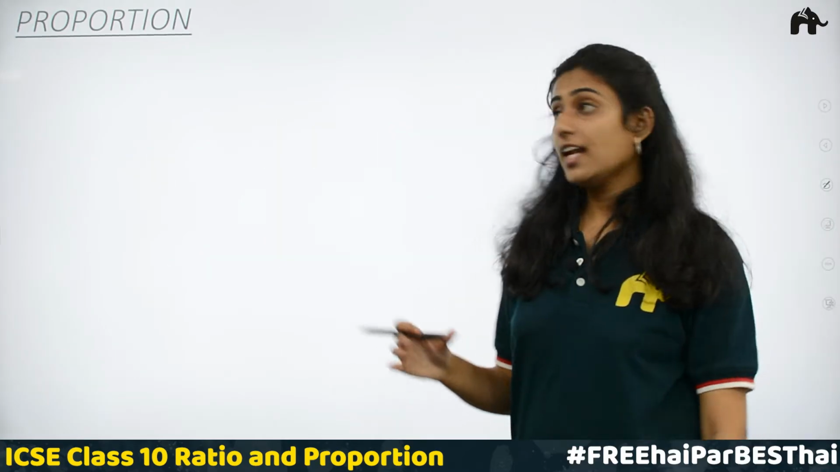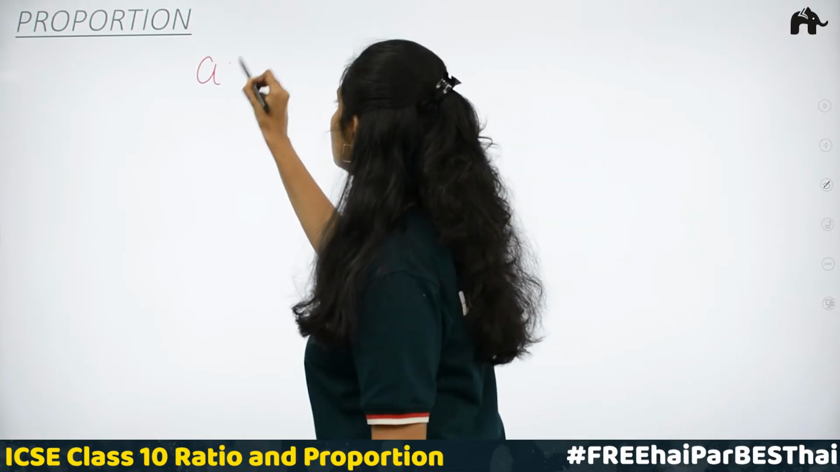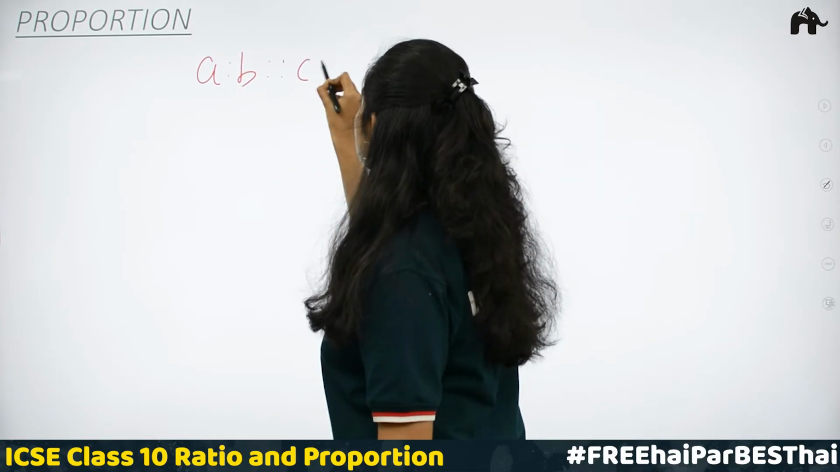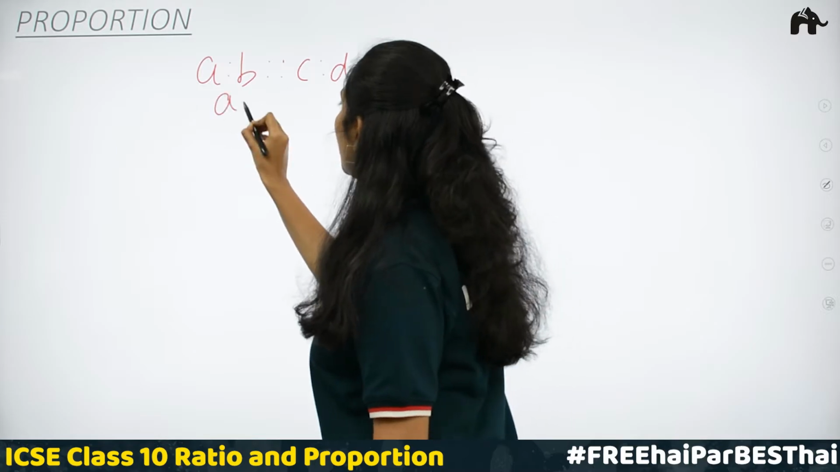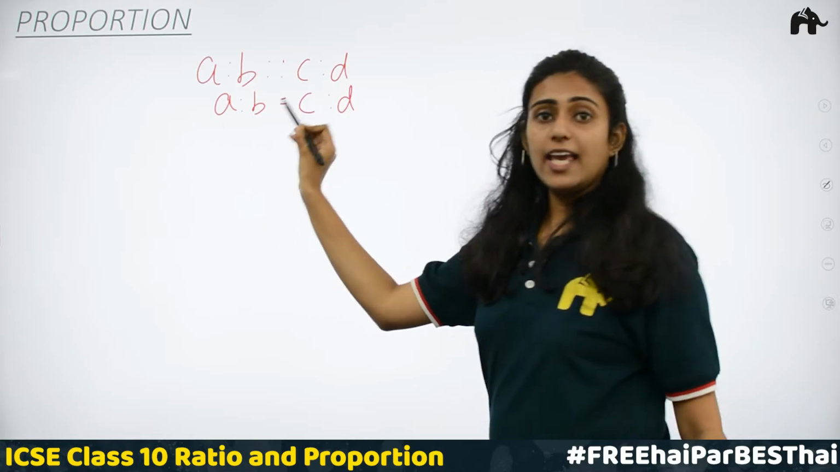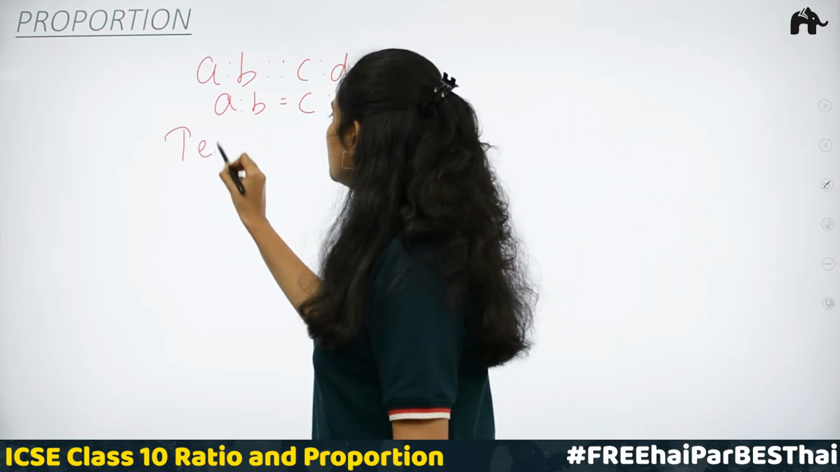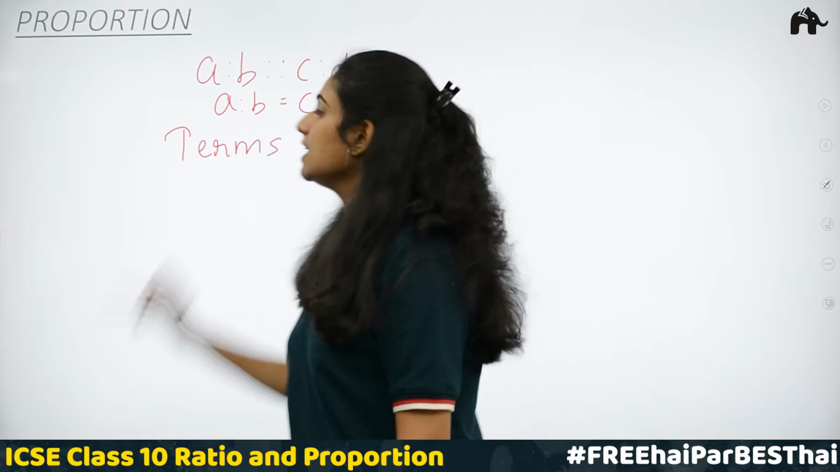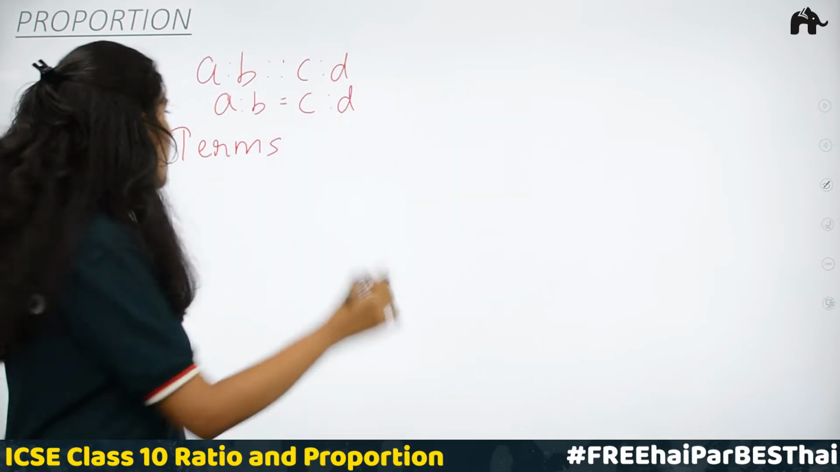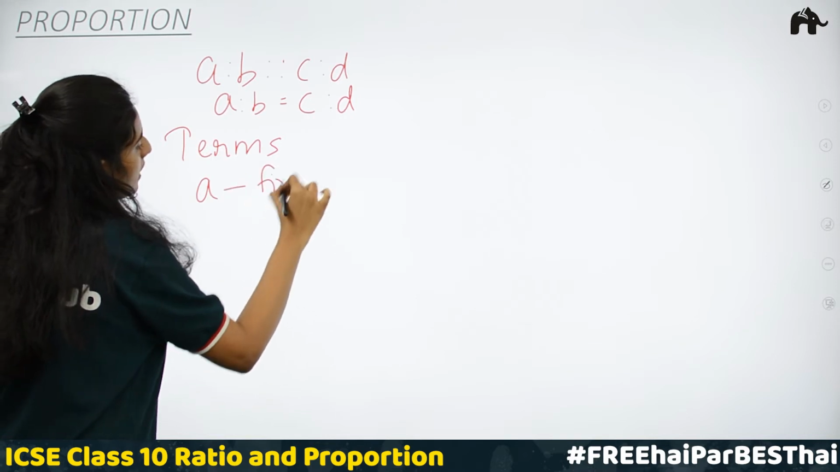Now, there are some important points that you need to remember. We have A is to B as C is to D, or A is to B is equal to C is to D. These A, B, C and D are called terms. The first term is A.